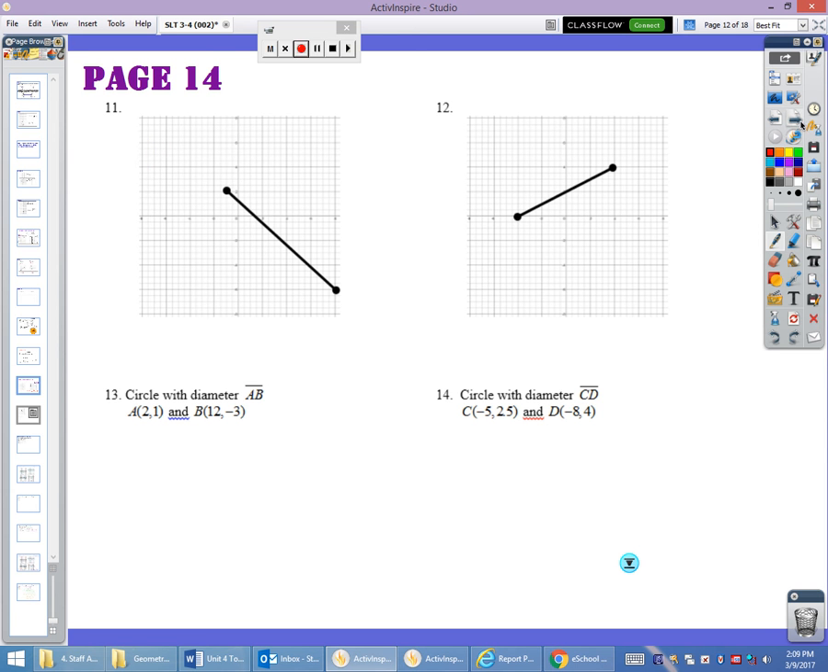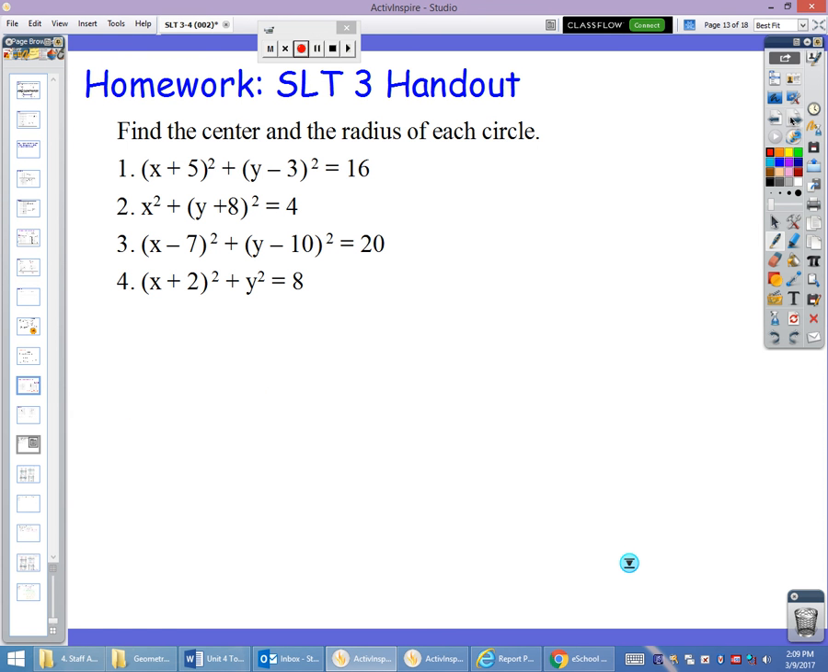And then the homework will be passed out to you, which also has to be done. But if you did not complete 11 through 14, make sure you do so, because these are important problems that use the midpoint formula, the distance formula, and understanding the equation of a circle. And then the homework is going to look something like this. This is what you're going to be handed out if you haven't been handed it already.